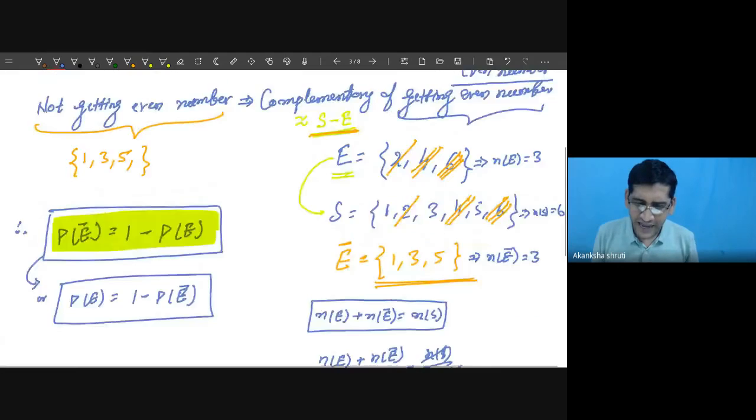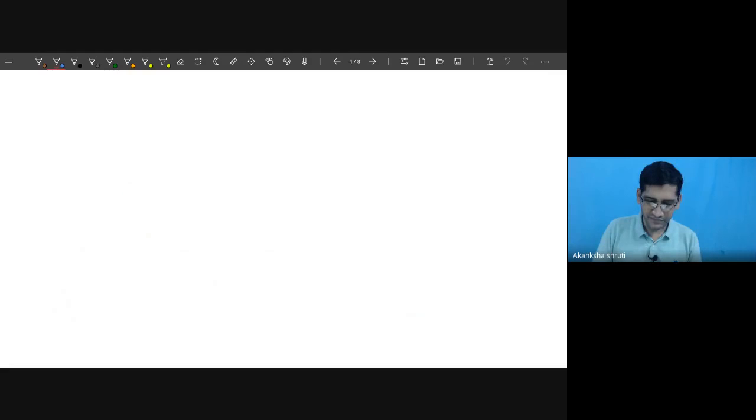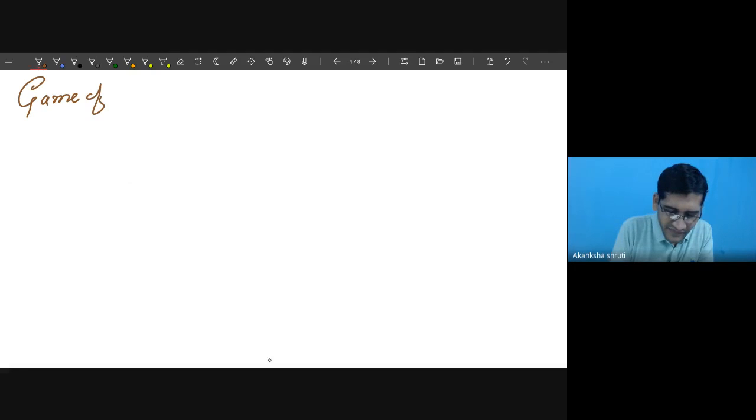Now let us come to another small thing, the game of cards. That is the final concept. After that we will go for solving the question. How to apply this concept, that we will see. So, game of cards.